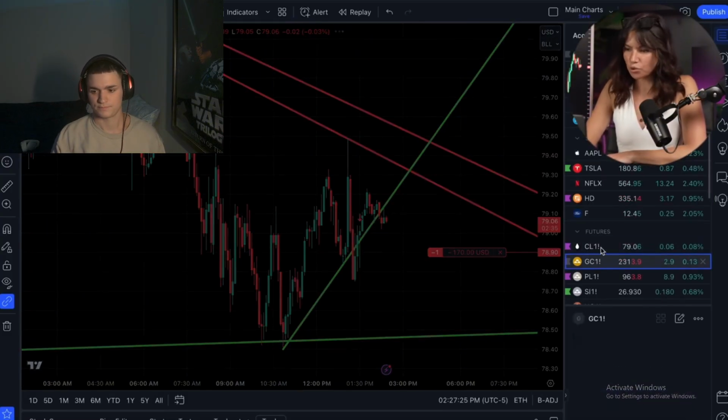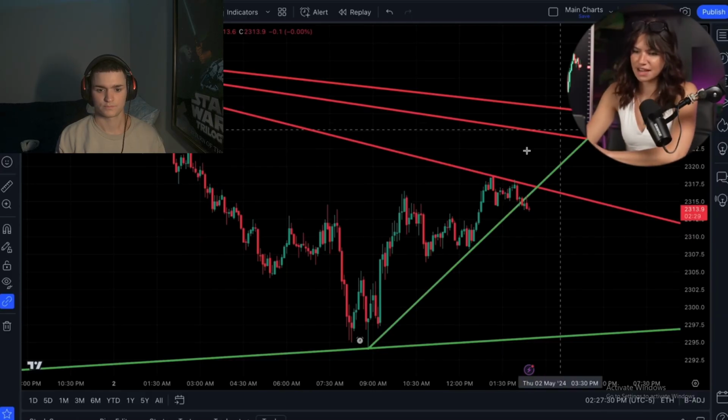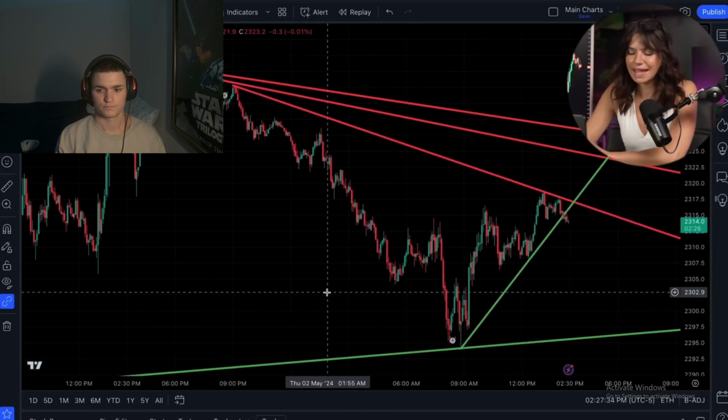So that was crude oil. Let's take a look at gold. All right, we're in gold on also a 5-minute time frame. Let's zoom out a little bit and talk about each one of these trend lines.